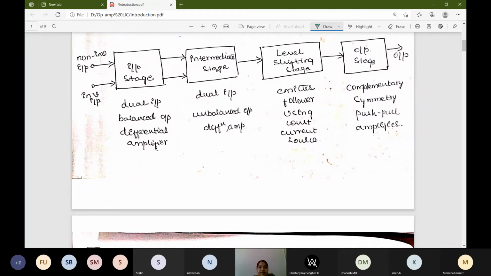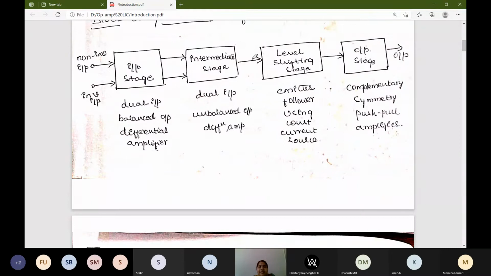Next we have the intermediate stage. Next is the level shifting stage, and last is the output stage. All these stages are shown in terms of blocks, but in reality, all of this consists of transistors. The internal diagram, where all the transistors are put together, I will show you in the next class. In the input stage, we have dual input. We will be giving 2 inputs here, for the inverting and non-inverting terminals, with a balanced output differential amplifier.